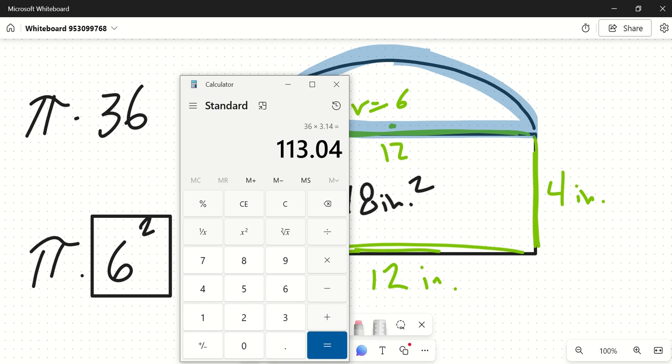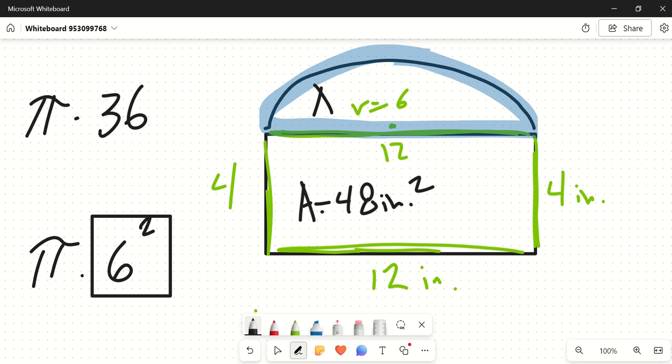However, I have half a circle, right? So what do I need to do now? Let's divide that by 2. My half circle area is 56.52. Area equals 56.52, and this is inches squared.